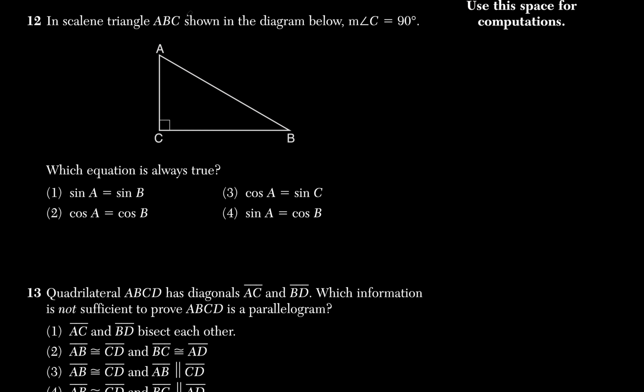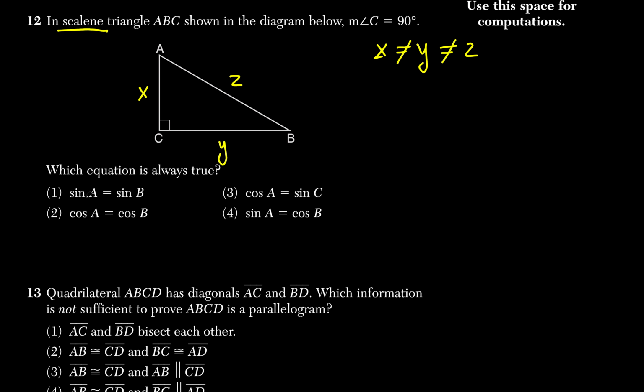In a scalene triangle, scalene means that none of the sides are the same. So this side and this side are all different. None of them are equal to each other. X, Y, Z, none of them are equal to each other. They're all different sizes. Measure angle C is 90 degrees. It's a right angle. So what is always true?